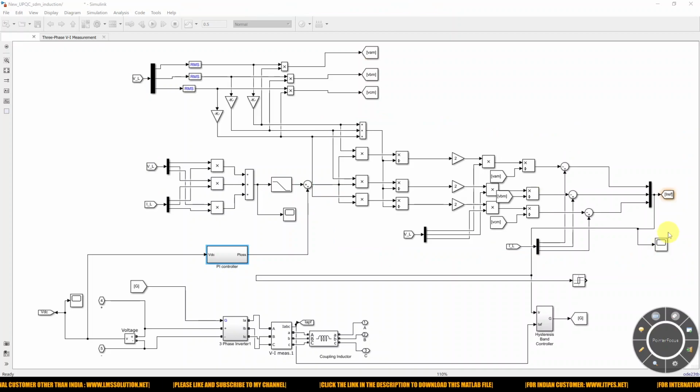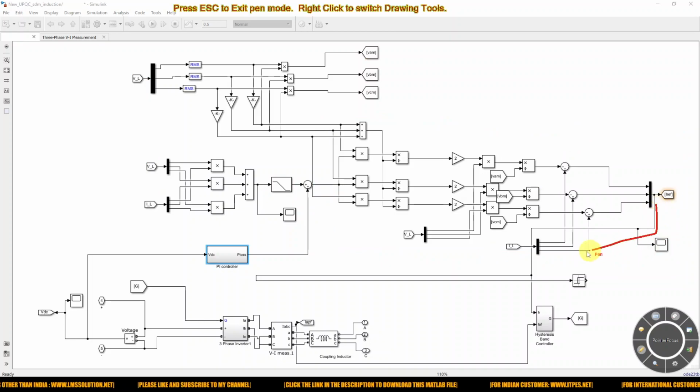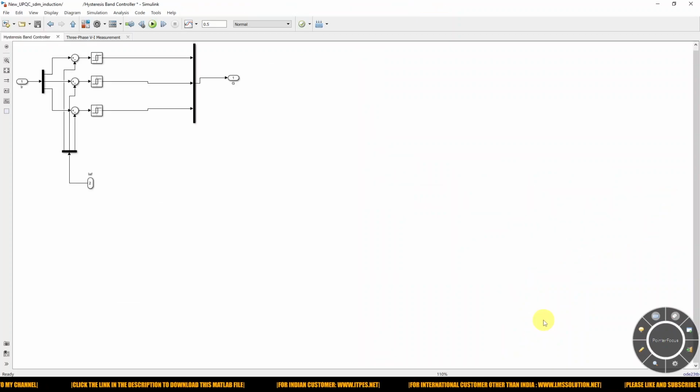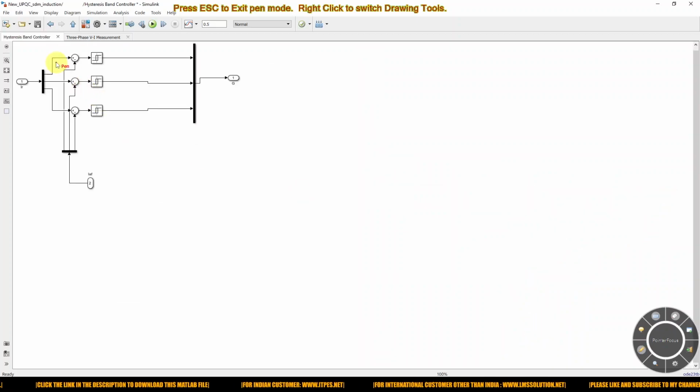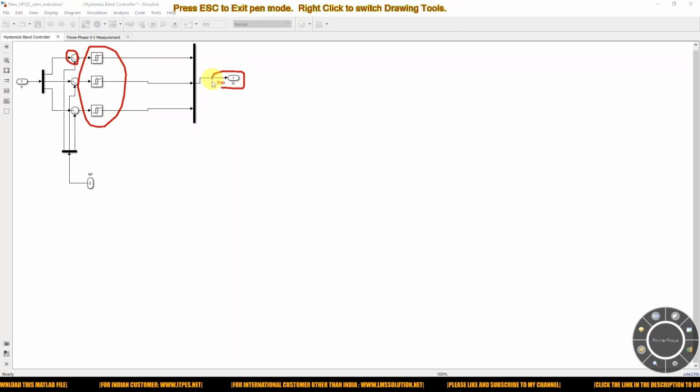So this will act as a reference current. The reference current is going to be compared with the shunt inverter current, right? So here we have to compare the reference current with this shunt converter current, and it's going to be processed by a series controller. So it's going to generate the pulse.